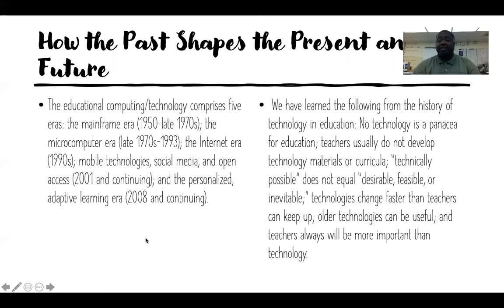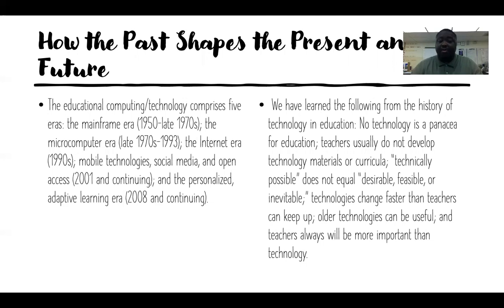As I mentioned before, technology has come a long way. So basically, this is how the past shapes the present and the future. Now, education technology comprises five different eras. You've got the mainframe, like in the 1950s to the 1970s. That could be something similar to an overhead projector. You remember where your teacher would write the notes on the overhead projector and have it on display for you to copy word for word.